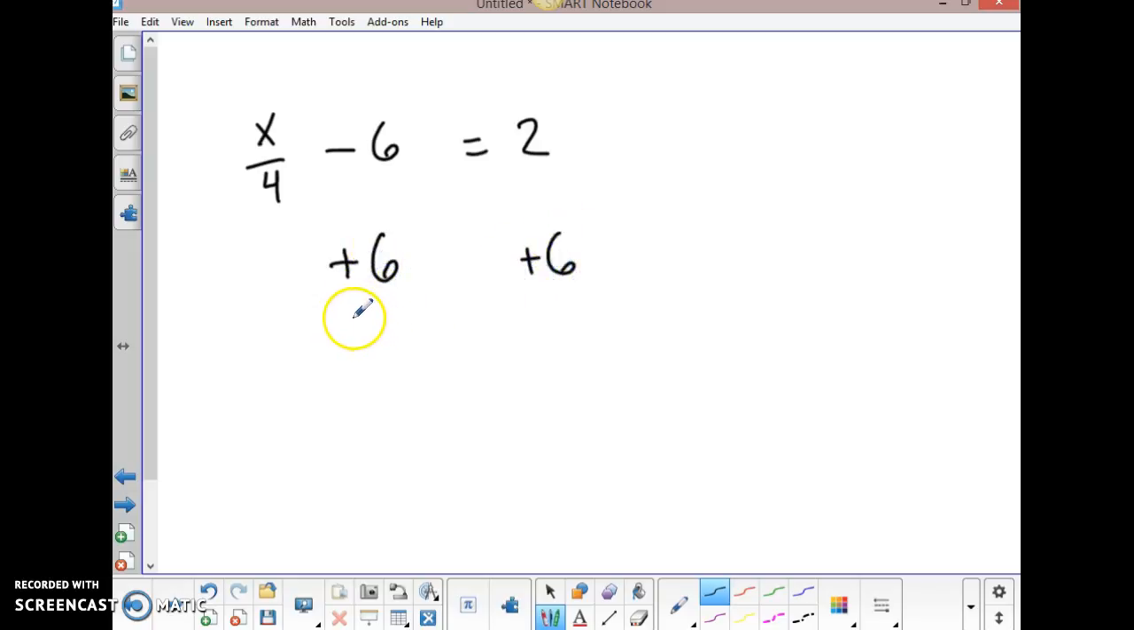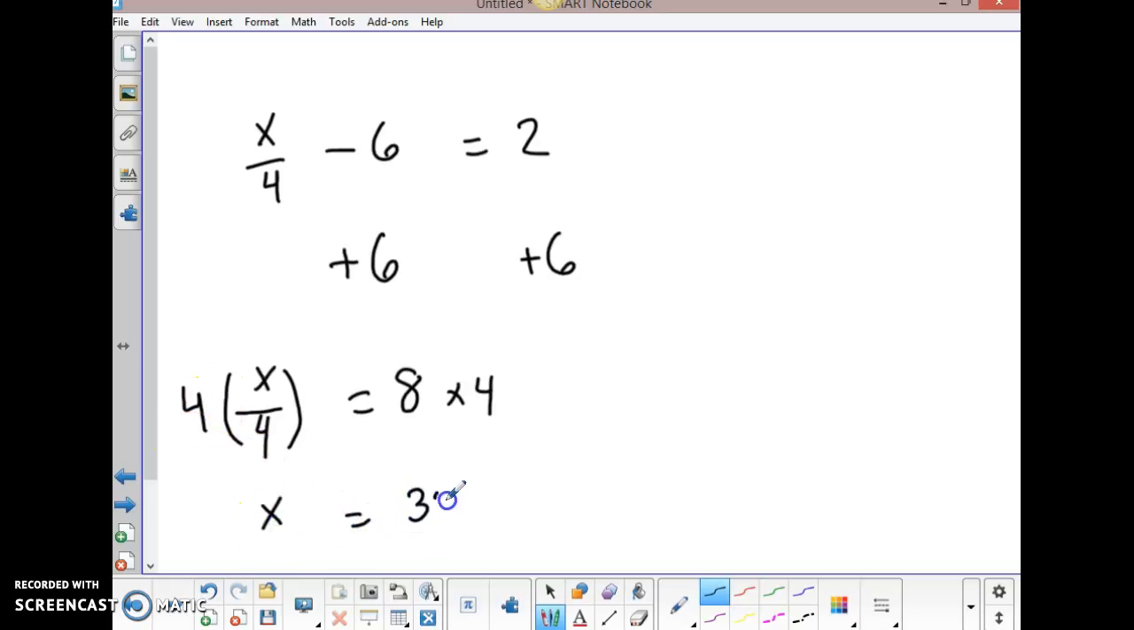Remember, you have to always do the same to both sides to keep the balance of the equation. So now we have x over 4, 6 and negative 6 will cancel out, and then you have here 6 plus 2, which is 8. Now we only have the 4 on the same side as x, and the operation between x and 4 is division. So to get rid of the 4, we will multiply both sides by 4. So we're going to multiply this side by 4, and we're going to multiply this side by 4. This way the 4 and the 4 will cancel out, and we end up with x equals 32.